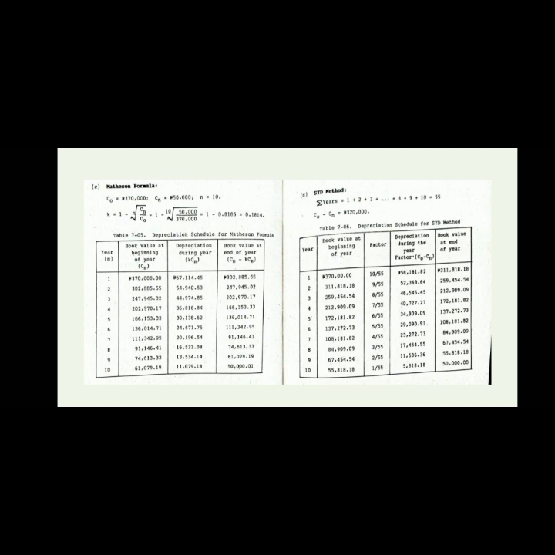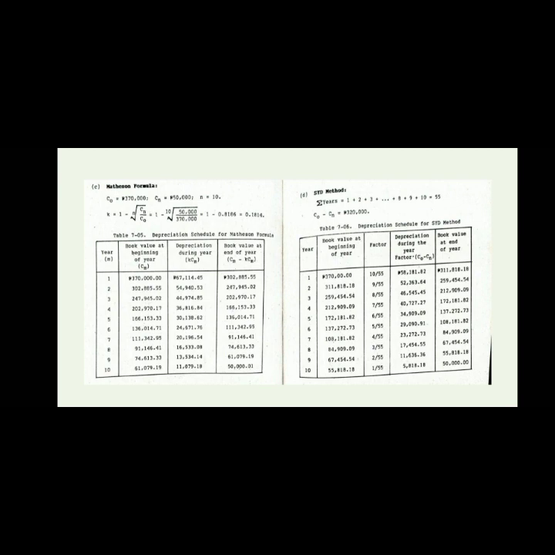Next is the SYD method. So the summation of years is equal to 1 plus 2 plus 3, and so on up to 10, which is equal to 55. So C sub O minus C sub N is equal to 320,000. So this is the depreciation schedule for the SYD method.